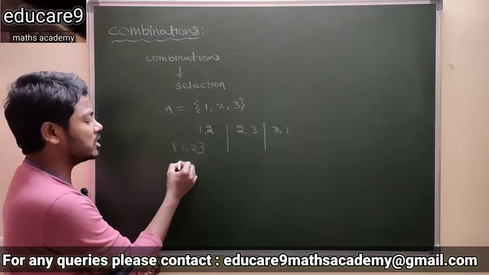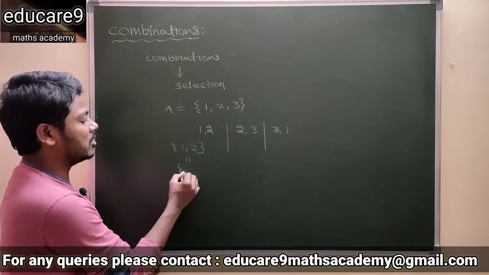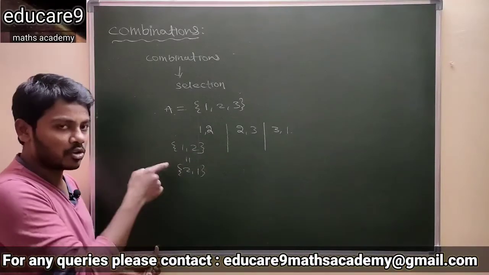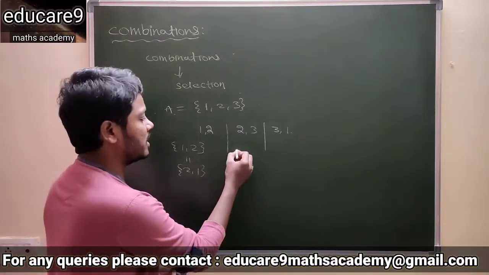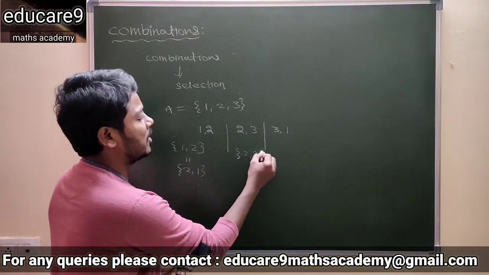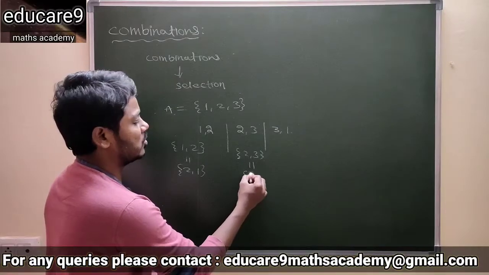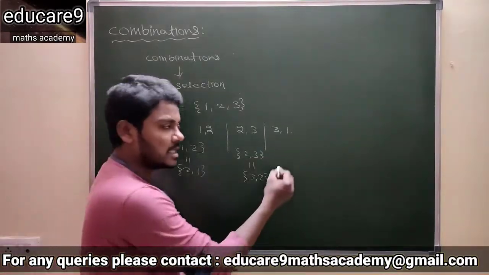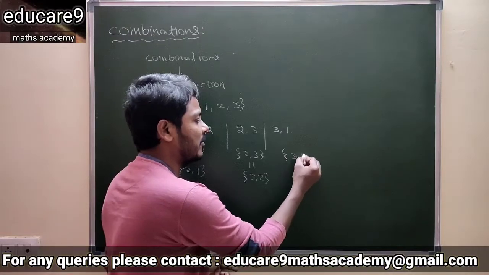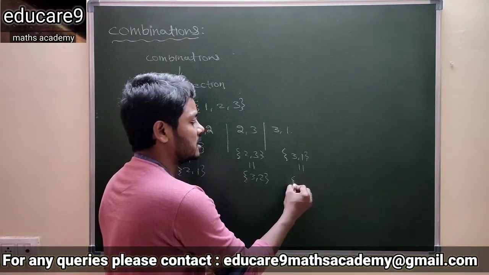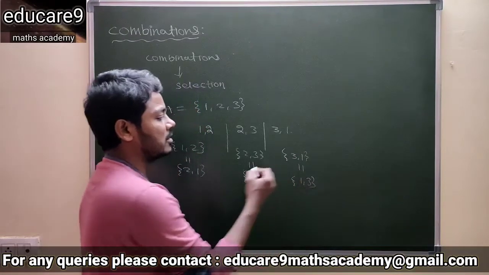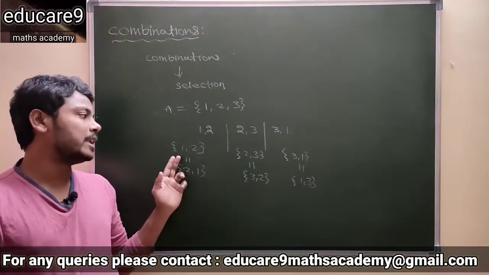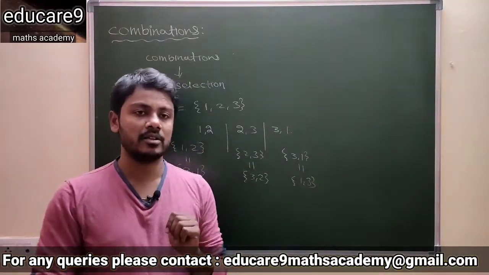See here, the set of 1 comma 2 is also equal to the set of 2 comma 1. So both sets are equal. And the set of 2 comma 3 is also equal to the set of 3 comma 2. Similarly, the set of 3 comma 1 is equal to the set of 1 comma 3. So clearly the number of combinations is 3.